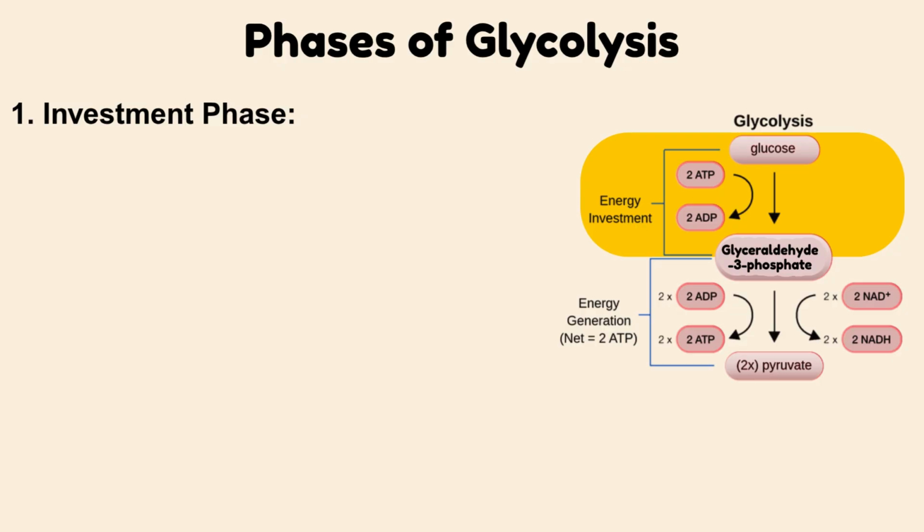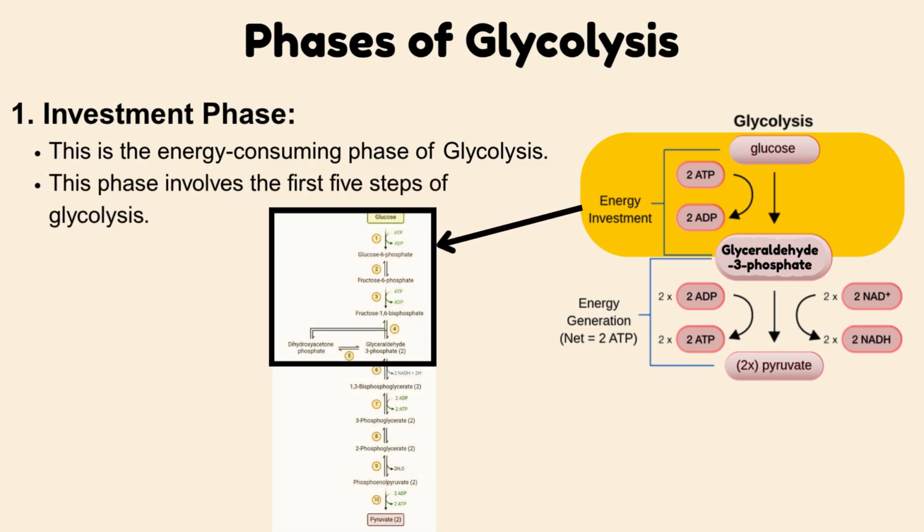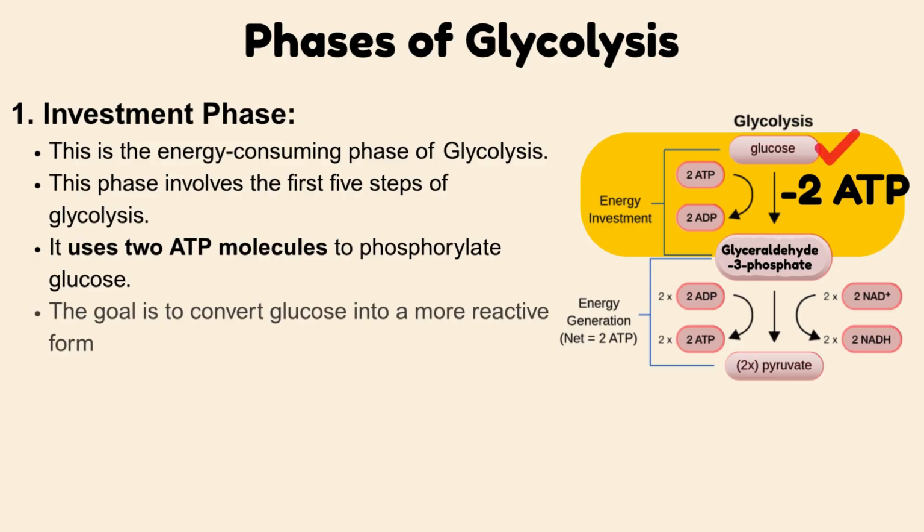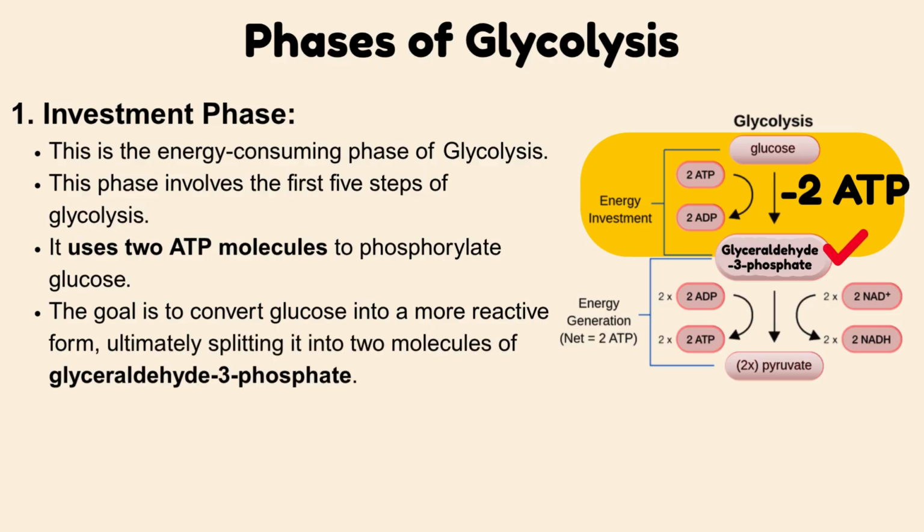Number 1. The investment phase. This is the energy-consuming phase of glycolysis. This phase involves the first 5 steps of glycolysis. It uses 2 ATP molecules to phosphorylate glucose. The goal is to convert glucose into a more reactive form, ultimately splitting it into 2 molecules of glyceraldehyde 3-phosphate.